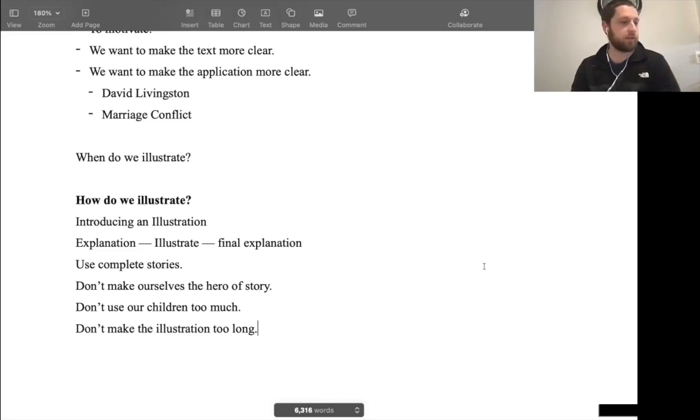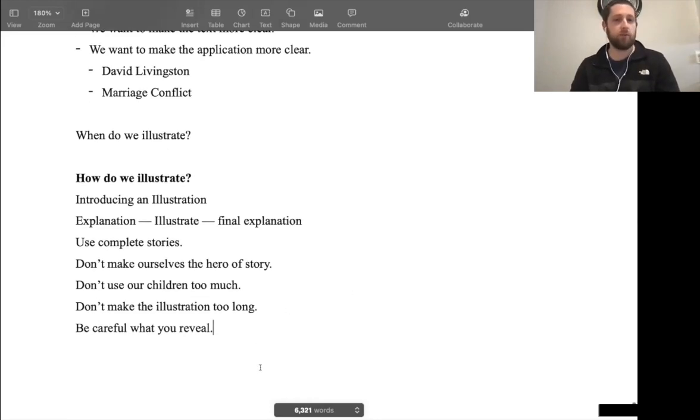Now another thing, be careful what you reveal in illustrations also. So we could say, be careful what you reveal about others. So when you talk about other people in illustrations, you should always ask their permission first. If you're going to talk about someone and name them, you should always say, do you mind if I tell this story? Even if it's a good story, because what you don't want is someone to be embarrassed, even if they're the hero of the story.